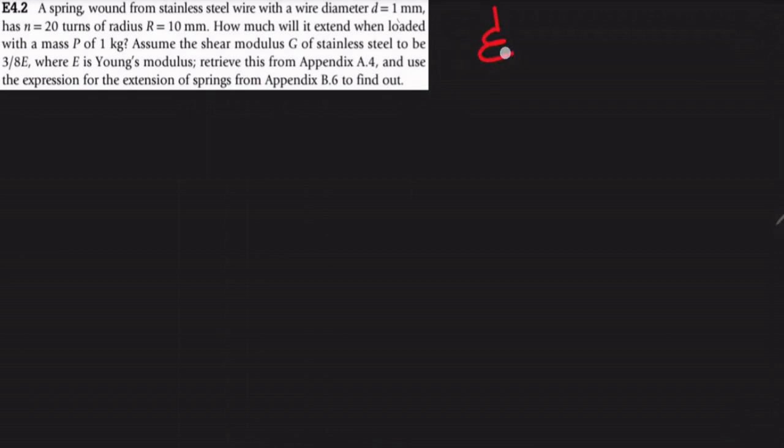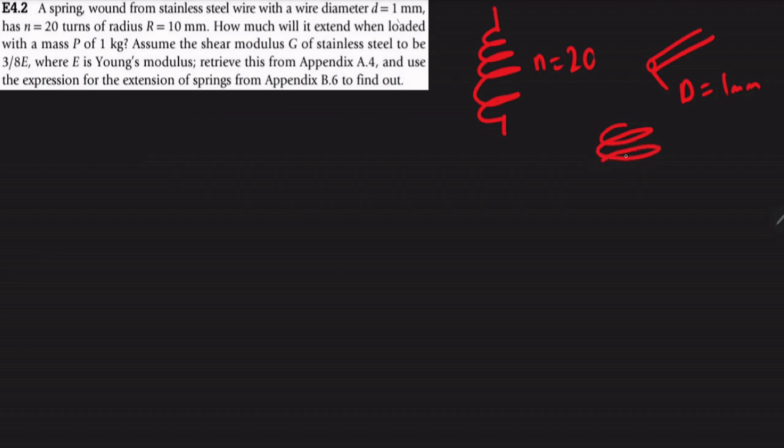So we have a spring. So this has to be consistent, right? It is made from a steel wire that has a diameter D equal to 1 millimeter. And it has N equal to 20 turns. And they say the radius of the turns is 10 millimeters. So if you have a turn that is like this, 1, 2, so consistent radius. So the radius R is equal to 10 millimeter. So that's the radius of the spring.